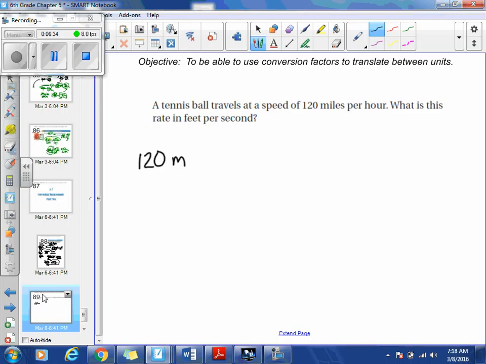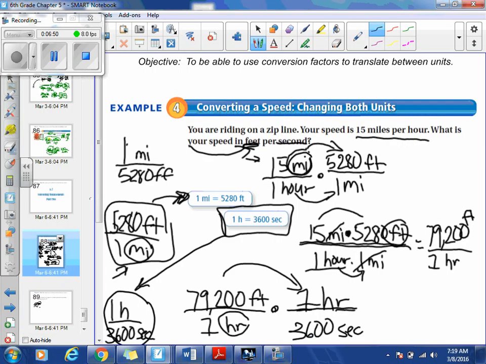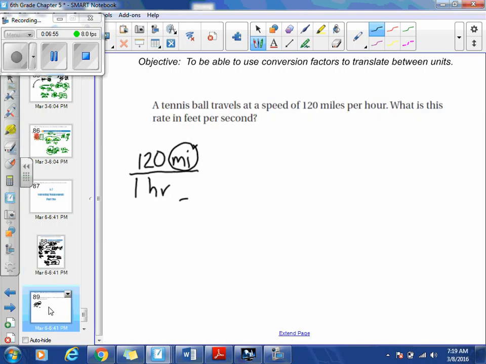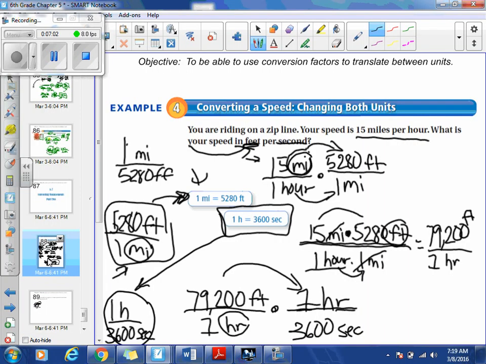All right, one more. A tennis ball travels at a speed of 120 miles per hour for 1 hour. What is the rate in feet per second? So we need to change this to feet and this to seconds. So first I have to figure out, how does miles compare to feet? They gave us this one over here. How does hours compare to seconds? They gave us that one on the last page as well.